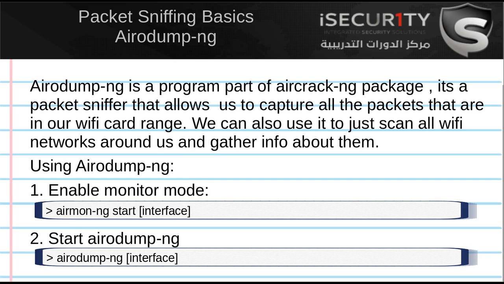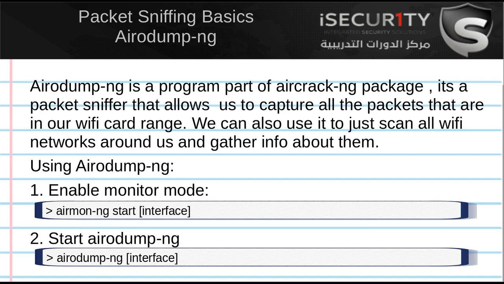So, what tool are we going to use? We're going to use a tool called Airodump-ng. It's part of the Aircrack suite. It's a packet sniffer that allows us to capture all the packets around us. We can run it against all the networks around us, so we'll collect any packets that are within our Wi-Fi range, or we can run it against a certain AP, or access point, so we'll only be collecting packets that are coming from a certain Wi-Fi network.